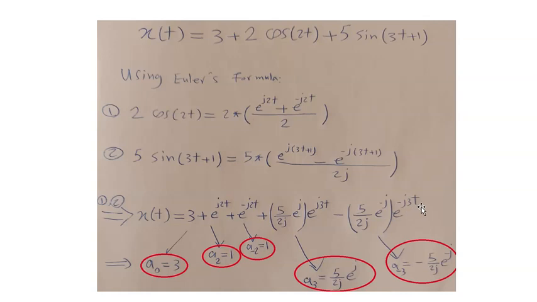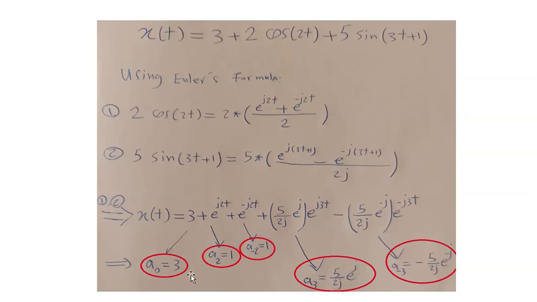So now we want to find the coefficients. What is a0? a0 is the constant, so a0 will be 3. What is a1? Do we have a1? No, because we don't have any e to the power of jt, so a1 is basically 0. A minus 1 is also 0.